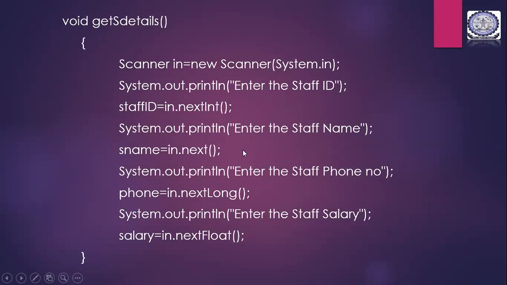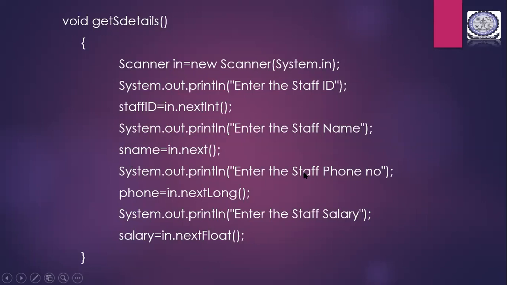Then we ask for the staff name here. I am sorry, I should actually put it as nextLine here. It is not next, it is nextLine. S name is equal to in dot nextLine. Kindly correct this. I will correct it in the PPTs later when I upload the PPT. So S name is equal to in dot nextLine. It is not only next, it is nextLine. Since staff name is of the String data type, hence we use the nextLine command to take the value for the staff name.